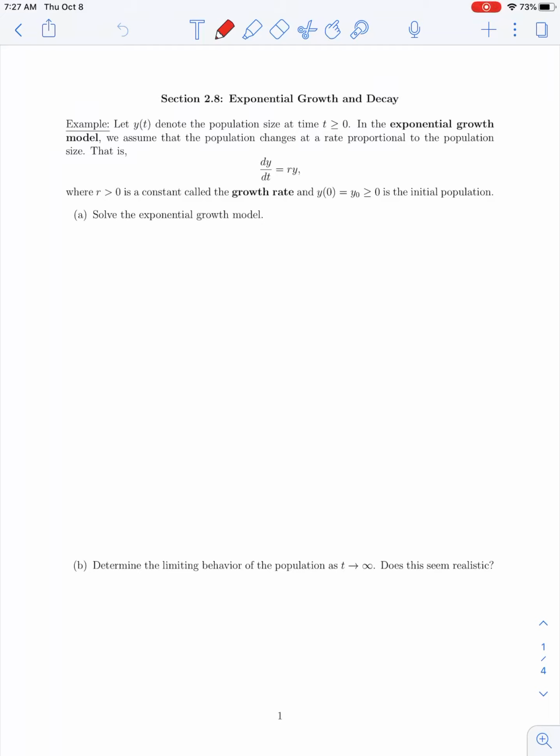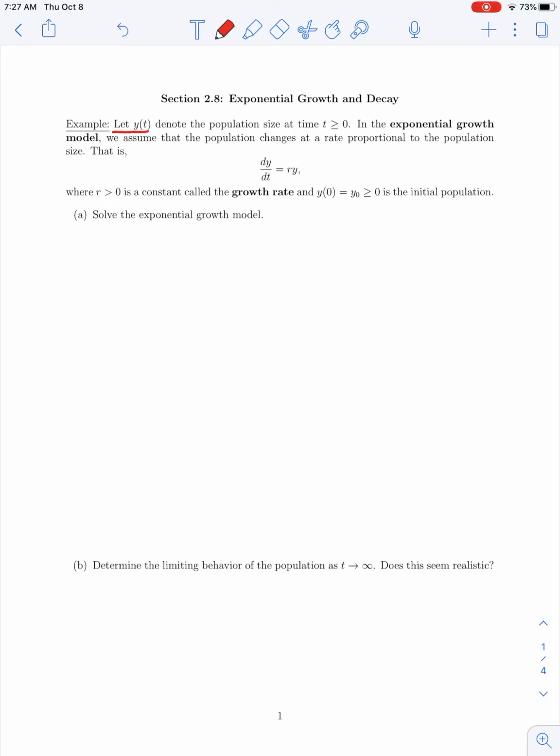Okay, in this lecture, we're going to cover the section 2.8 material on exponential growth and decay. So now that we've taken a look at differential equations and separable differential equations, we can take a more detailed look at the section 2.8 material on exponential growth and decay. So to introduce the exponential growth model, let's consider the following example.